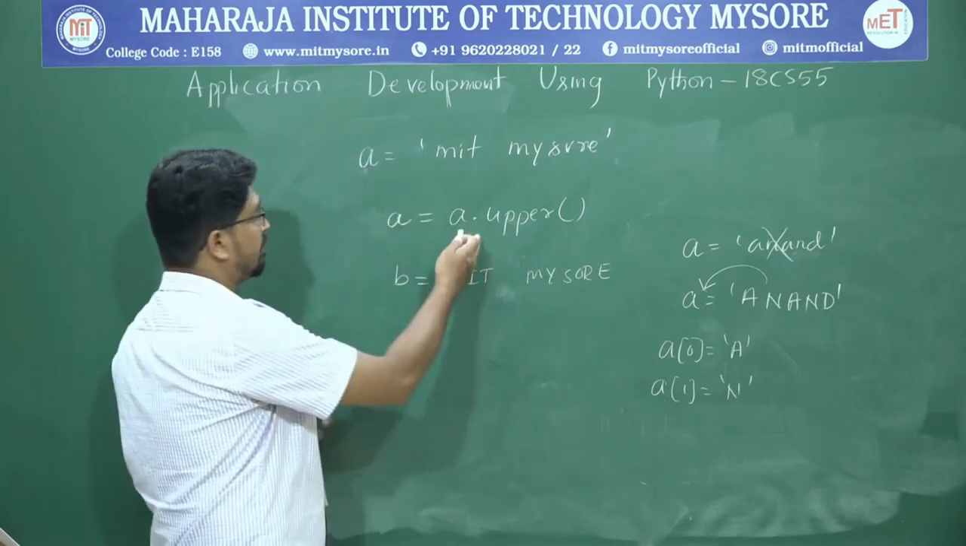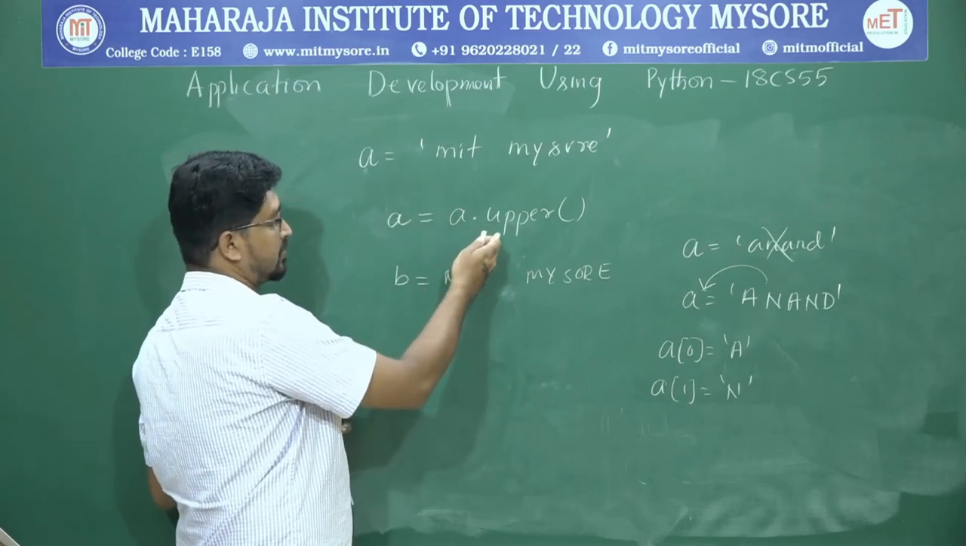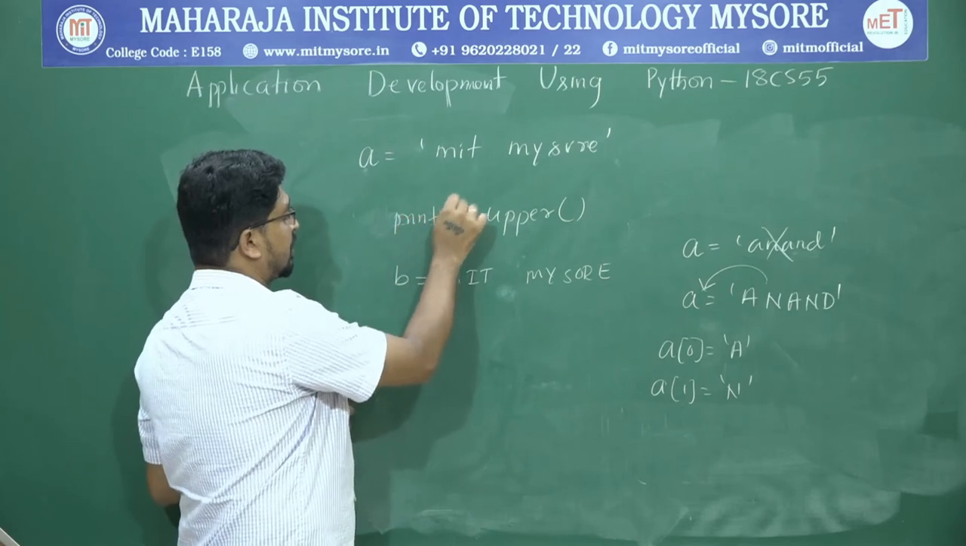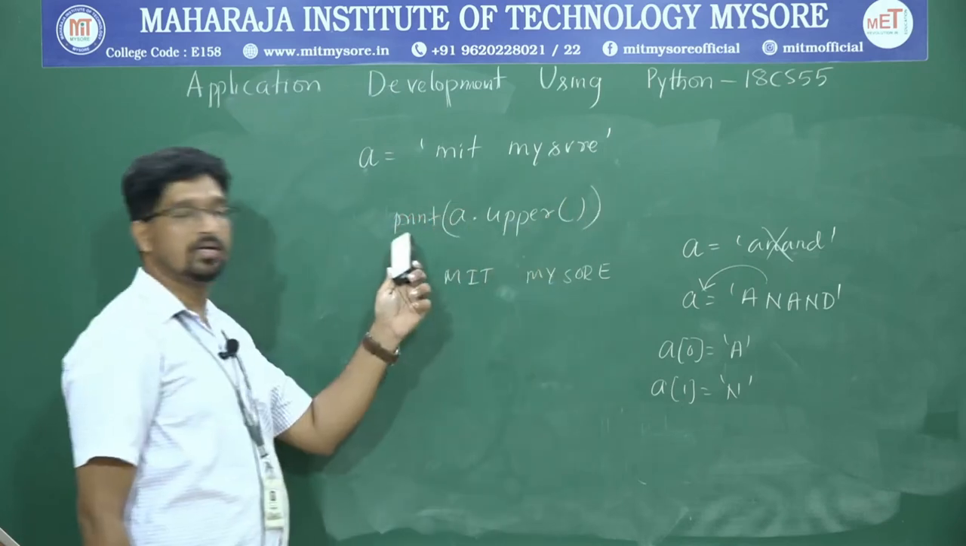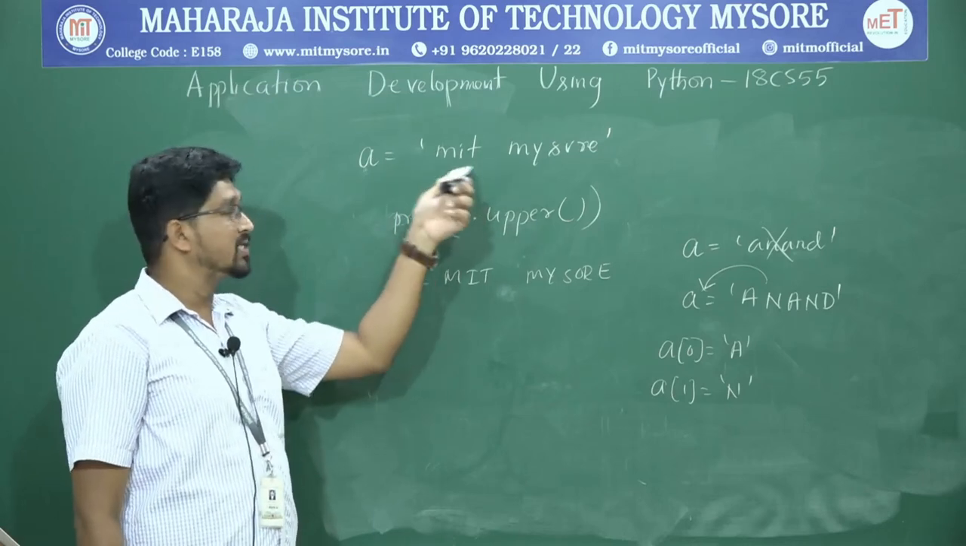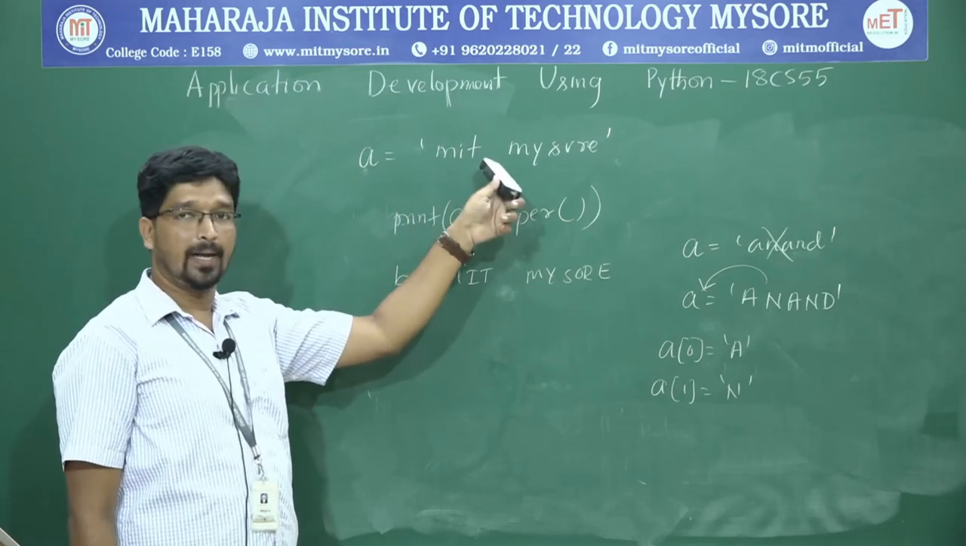Here also we are doing the same thing, we are converting A to uppercase. If you want to print directly, you can print as it is, print of A dot upper. When you print, it will just show the resulting value, it will not change the actual value of A.